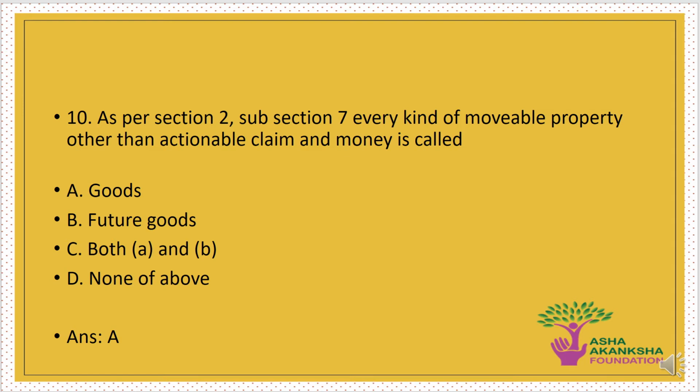The next question is, as per Section 2, subclause 7, every kind of movable property other than the actionable claim and money is called which of the following? Options are A, Goods, B, Future goods, C, Both A and B, or D, none of the above. The correct answer to this question is option A, that is, any movable property other than the actionable claim and money is known as goods.